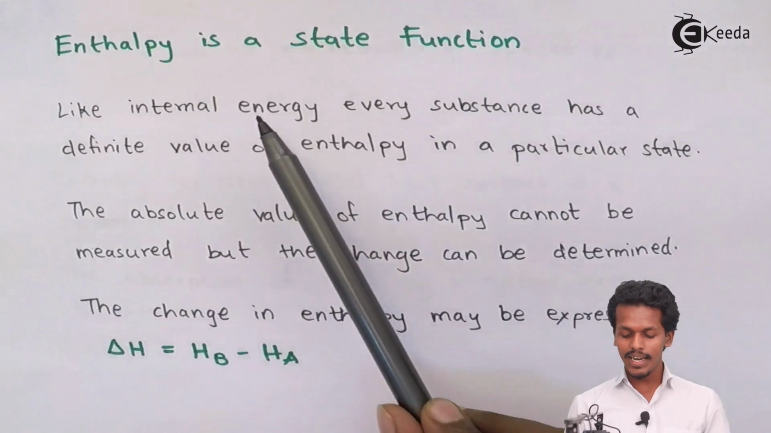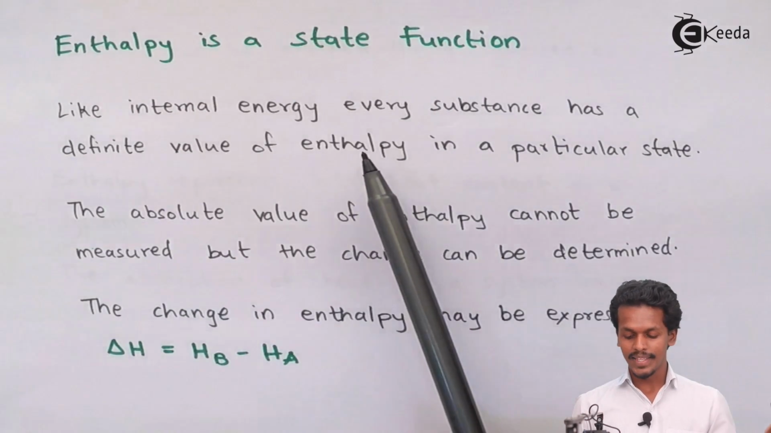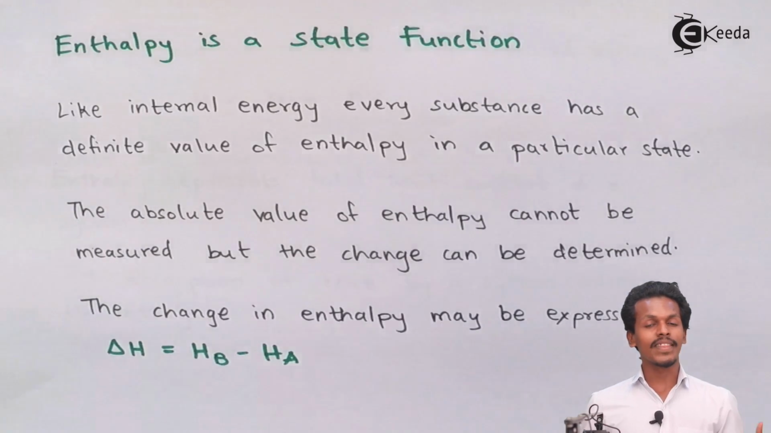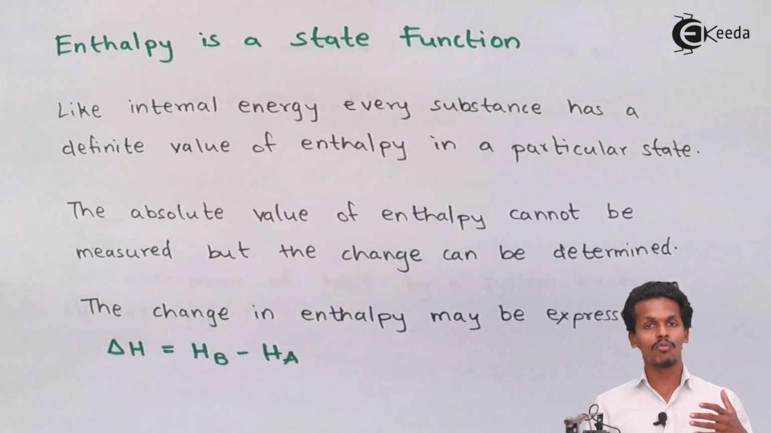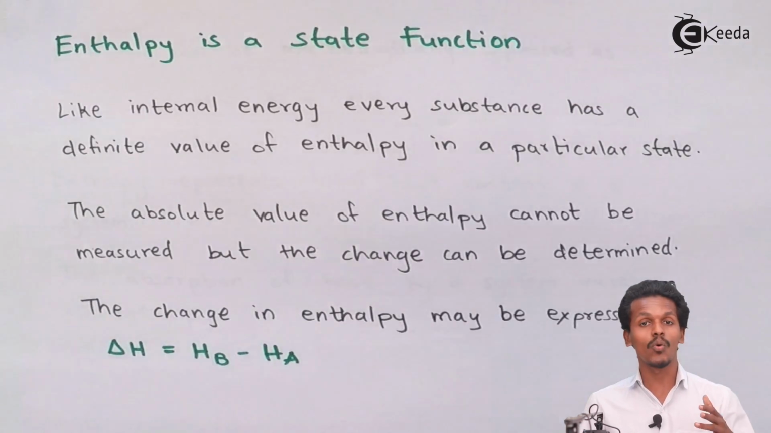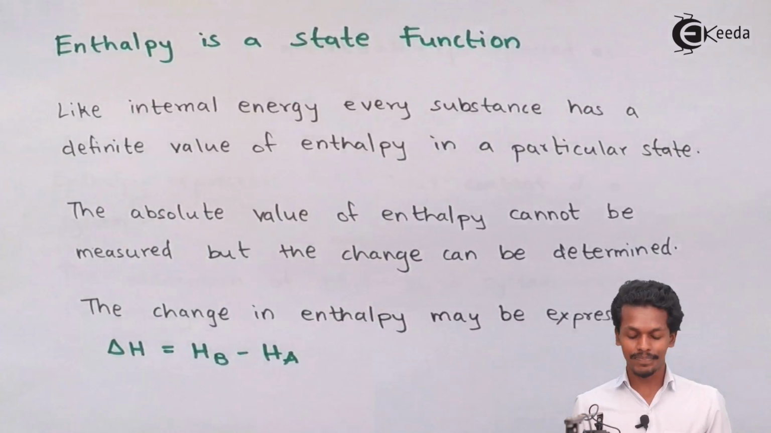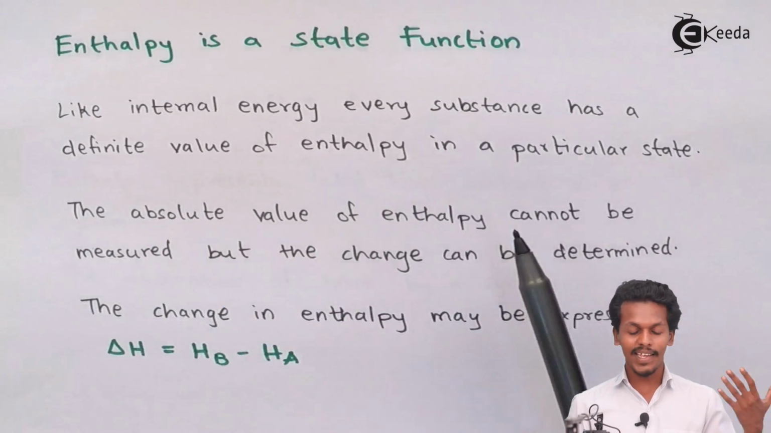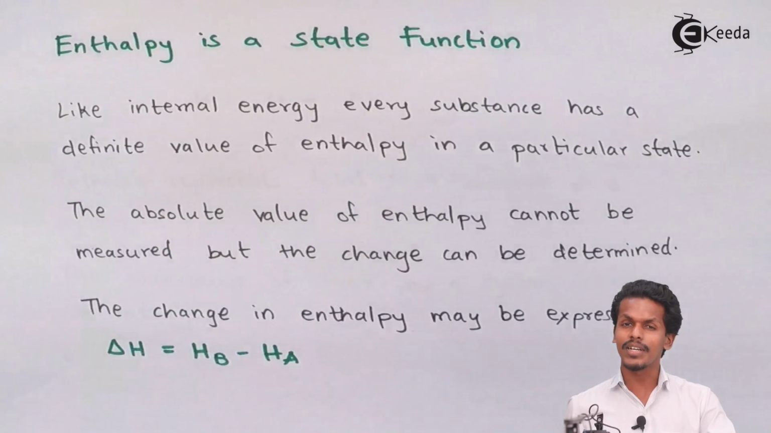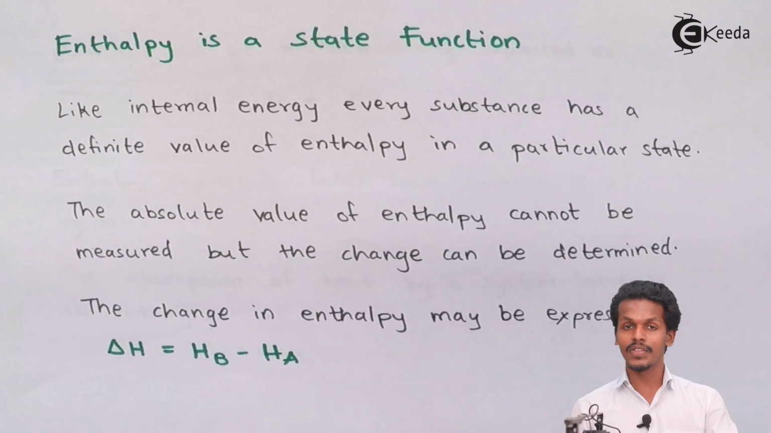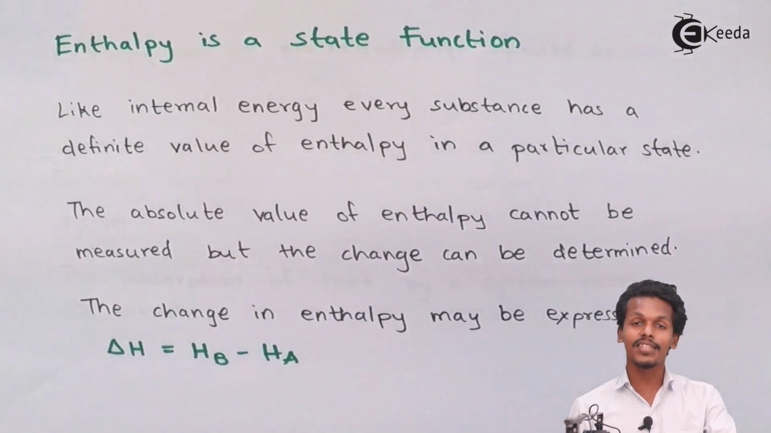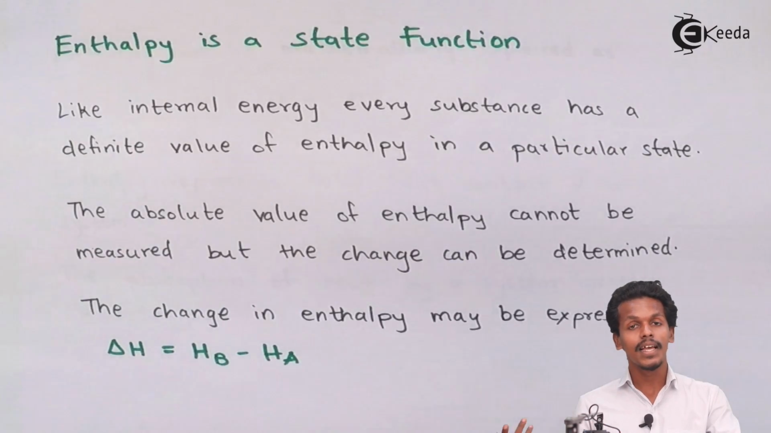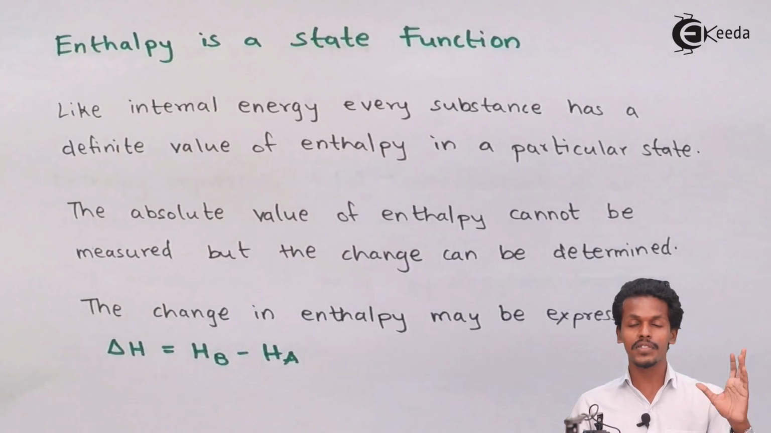Like internal energy, every substance has a definite value of enthalpy in a particular state. So enthalpy is a kind of energy for a particular state or of a particular system. If that changes, there would be a change in the internal energy, as well as an overall change in the enthalpy of the system. The absolute value of the enthalpy cannot be determined, the same way we cannot determine the absolute value of the internal energy of a system, but we could determine the change in internal energy, and in this case also we could easily determine the change in the overall enthalpy of a particular process or system.